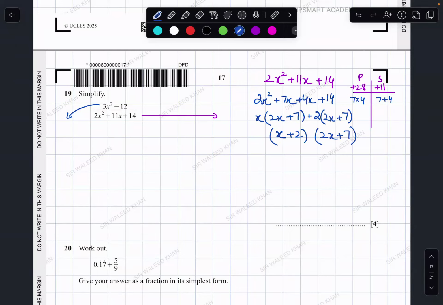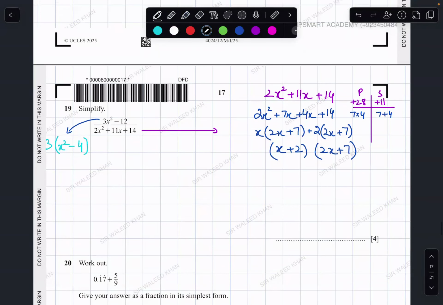Now on the other side, on the numerator, 3 is common. So we have x squared minus 4. Now we can notice something over here. When we have two perfect squares and a negative sign in between, this identity applies: a squared minus b squared is equal to a plus b, a minus b. So this will be 3 times x plus 2, x minus 2.